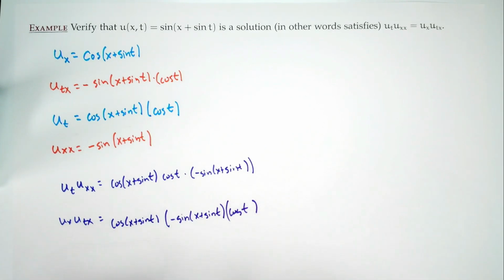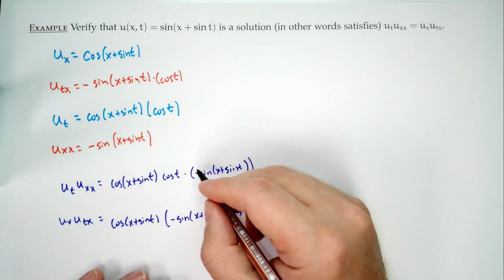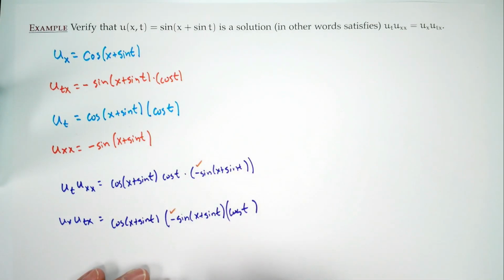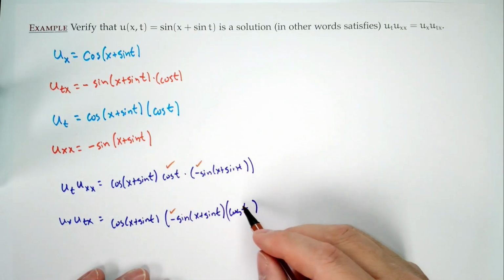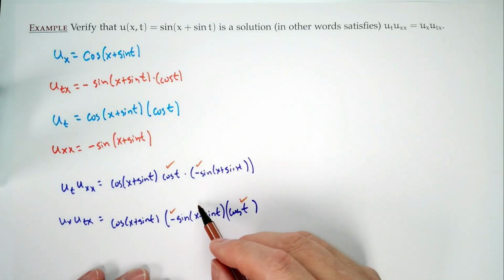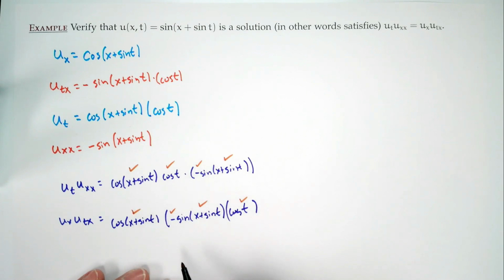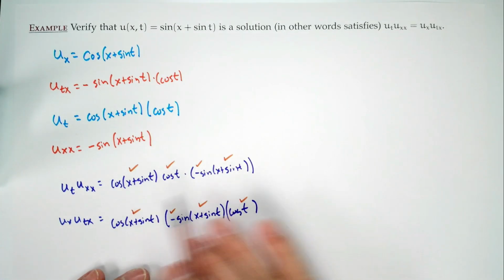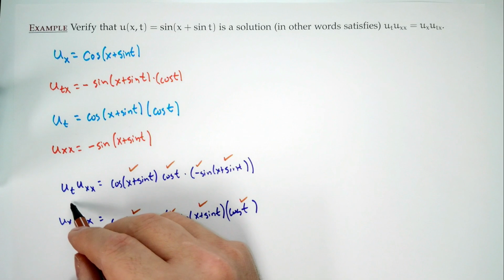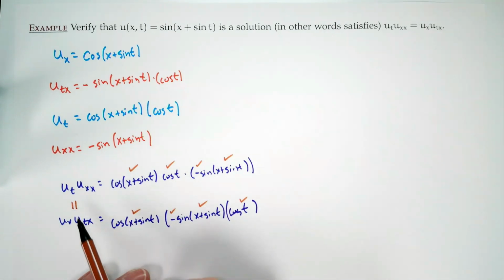And now we compare. We say, okay, do they match? Well, they both have a negative. That's good. They both have cosine t. They both have sine of x plus sine t. And they both have cosine of x plus sine t, which means they're the same. And therefore, we have verified it. Because we see that u sub t times u sub xx, and u sub x times u sub tx are equal. And that's verifying differential equations.